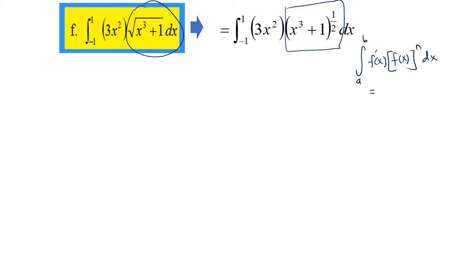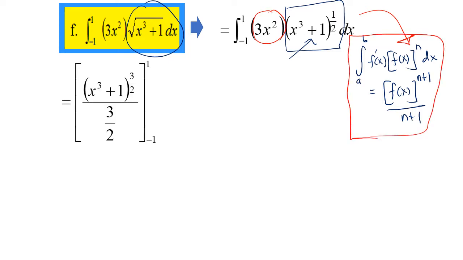It will be equal to f x bracket to power of n plus 1 over n plus 1. So that's why, if you notice that inside this bracket x cubed plus 1, when we differentiate x cubed plus 1, we're gonna have 3x squared. So that's why we may apply this property. Or maybe you all can apply substitution method. In this case, I will apply this property.